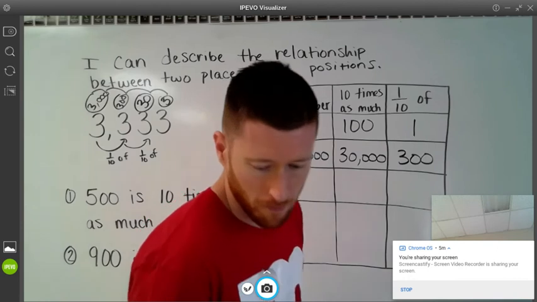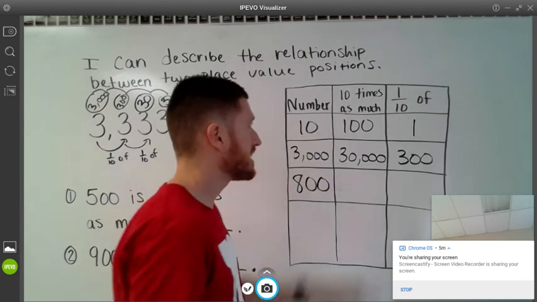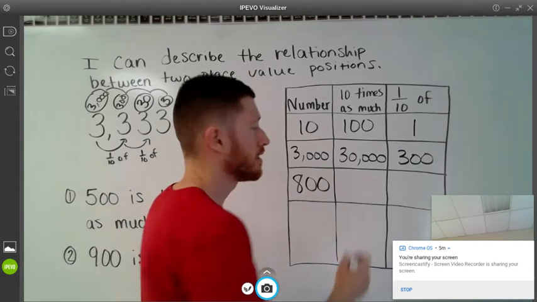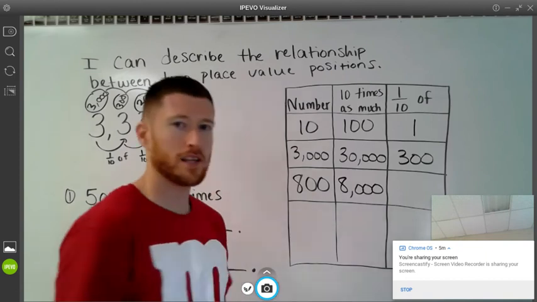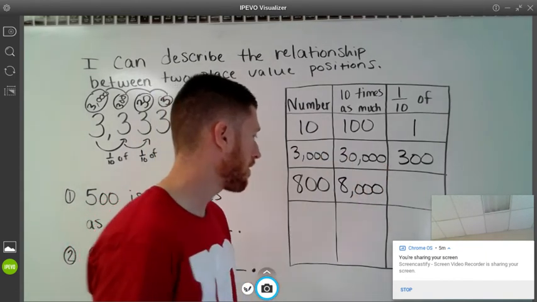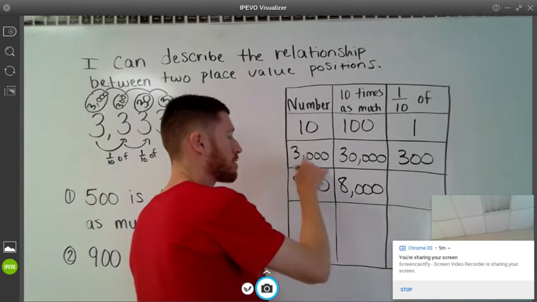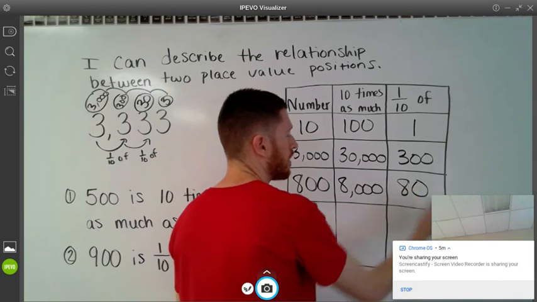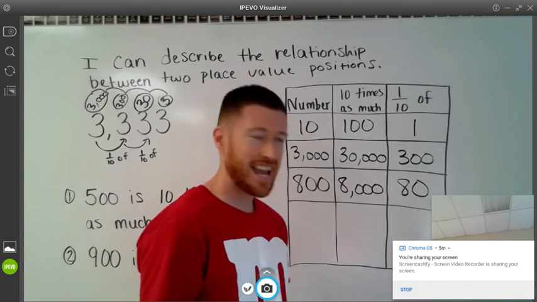Let's look at a different number. What about 800? 10 times as much as 800 is 8,000. Adding a 0 there, another place value to the left, or the 8 is moving one place value to the left, into the thousands place. And for 1/10 of 800, the opposite is happening with the 8. It's moving one place value to the right to make it 80, because 800 divided by 10 is 80.